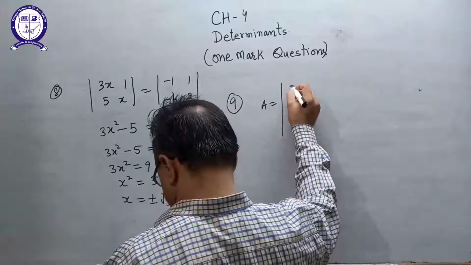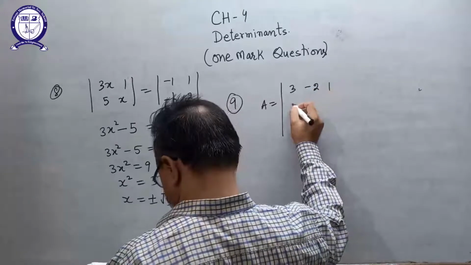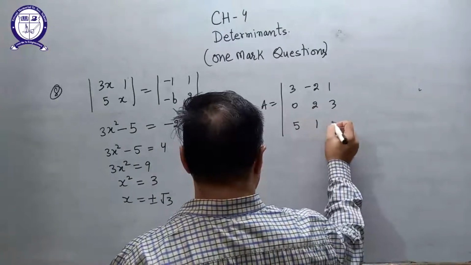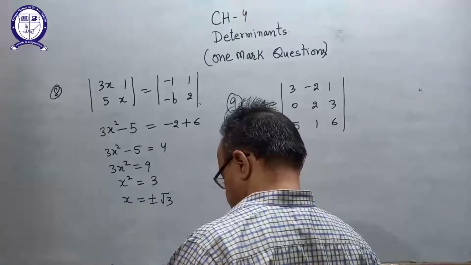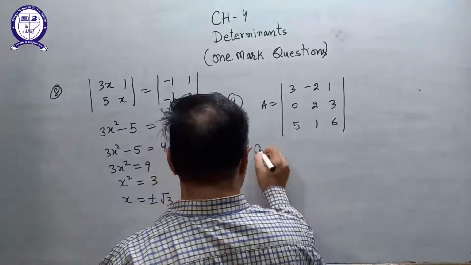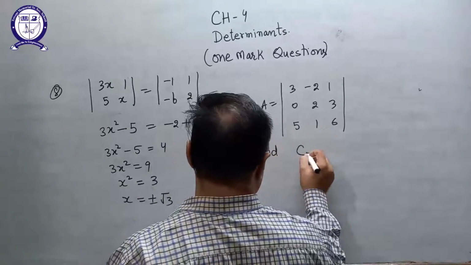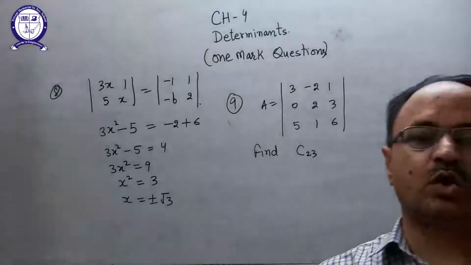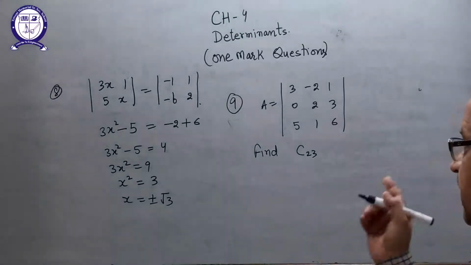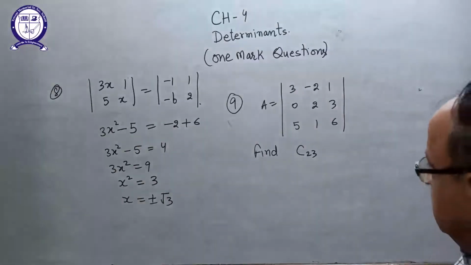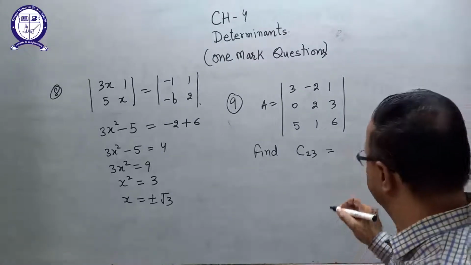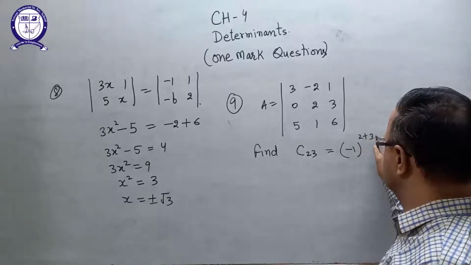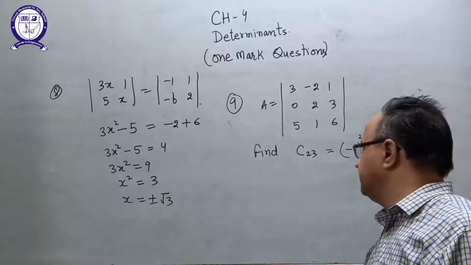Determinant given 3 minus 2 1, 0 2 3, 5 1 6. Find C23, cofactor. Find the cofactor of the element A23. You have to find cofactor. And cofactor, you know very well formula. Minus 1 to the power i plus j.